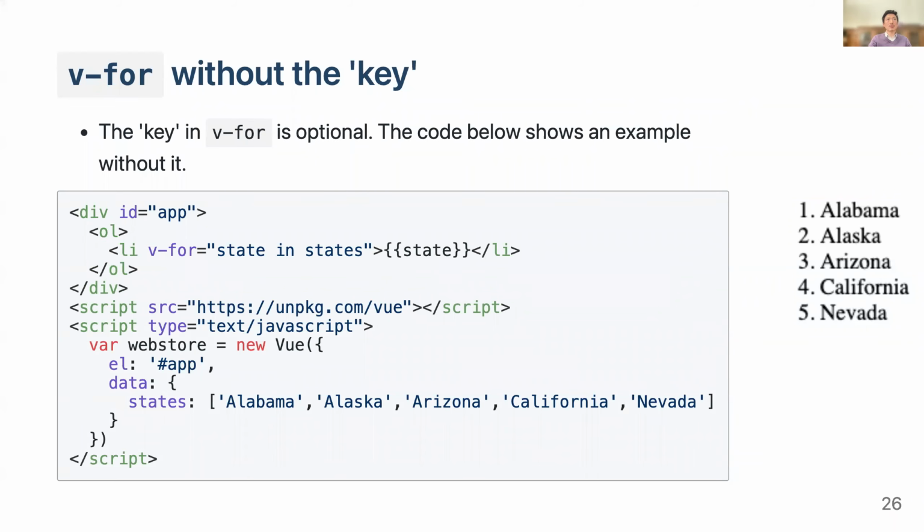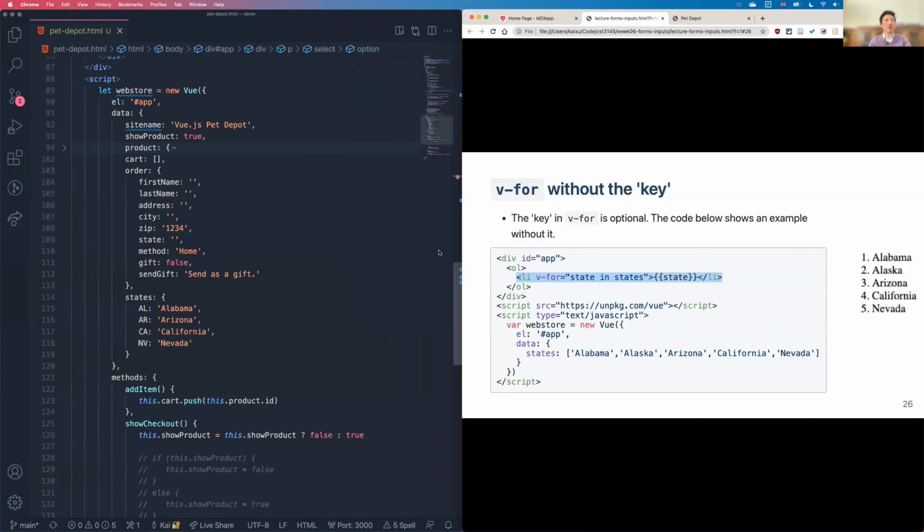Okay, and you don't need to have key. So let's look at this example quickly. Let's say you have an array called states, and then you can just say v-for state in states, only using states and not using key, and it will still display everything.